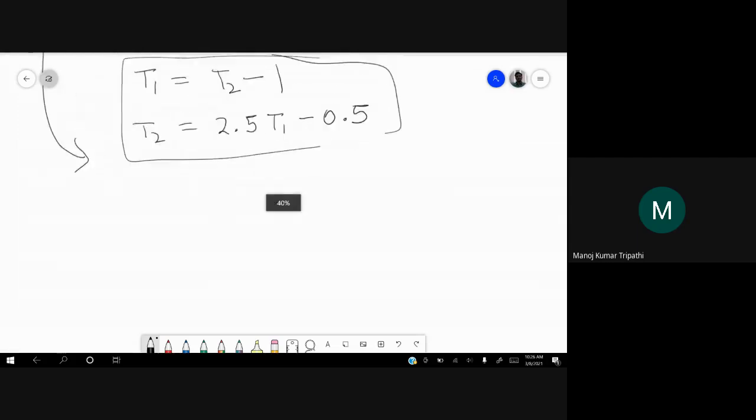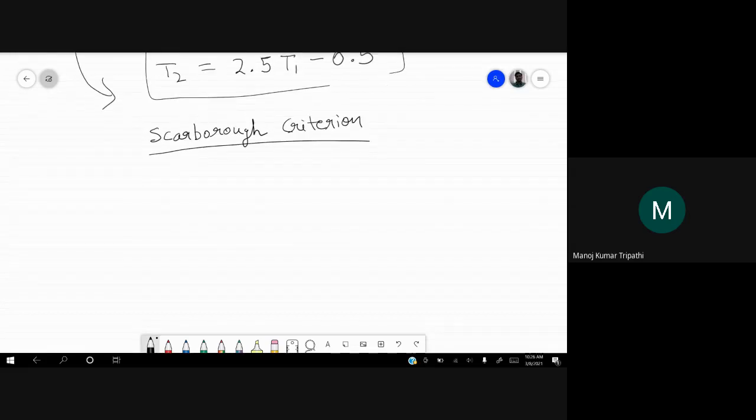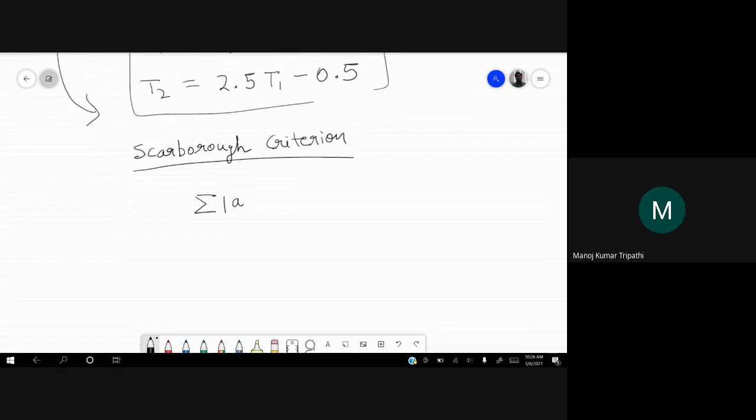Okay. So mathematically, someone has derived that criterion for convergence that is known as the Scarborough criterion. There are actually two conditions, but you can write them as one condition. So this is the summation of all the coefficients in the equation. Let us write them as A. These are the coefficients in an equation.